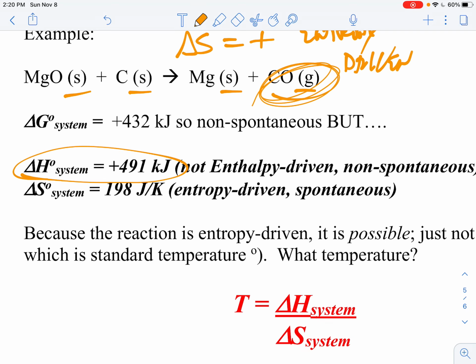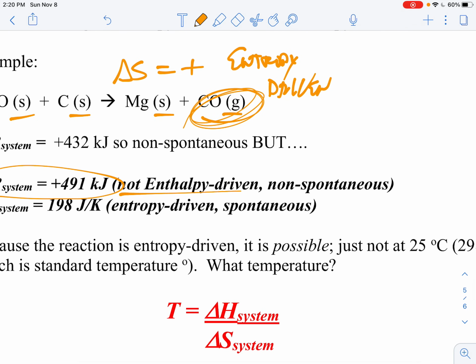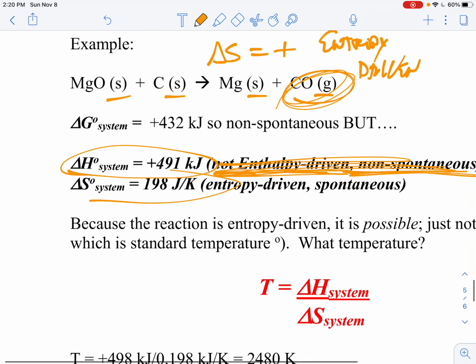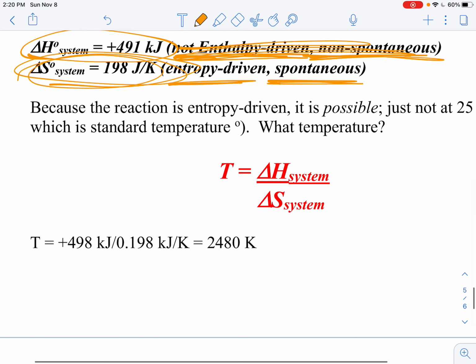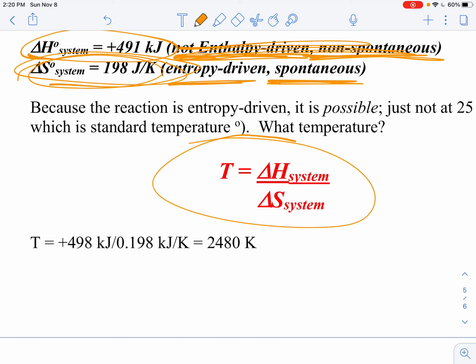So I go to my textbook and I look up my delta H values, and it turns out that the delta H is positive 491. So it's not enthalpy driven. It's non-spontaneous, but we would have expected that. But it is entropy driven. If I check that out, delta S is positive 198. So again, I should be able to figure out how to make this spontaneous. How do I do it?